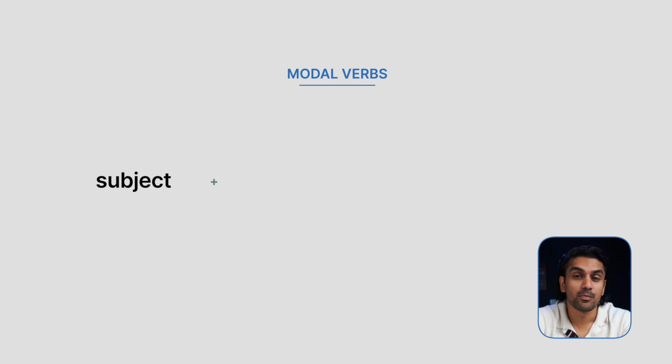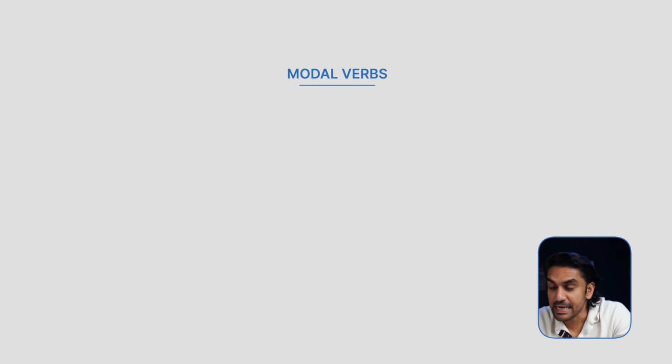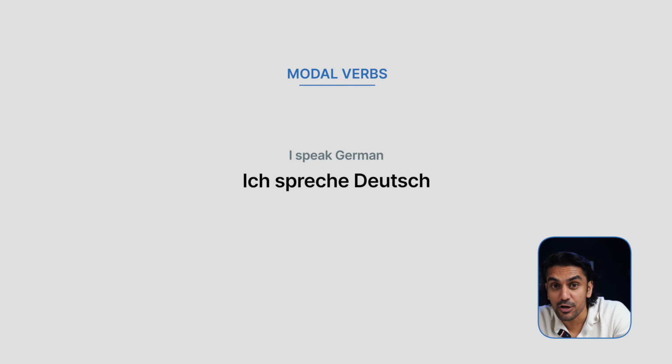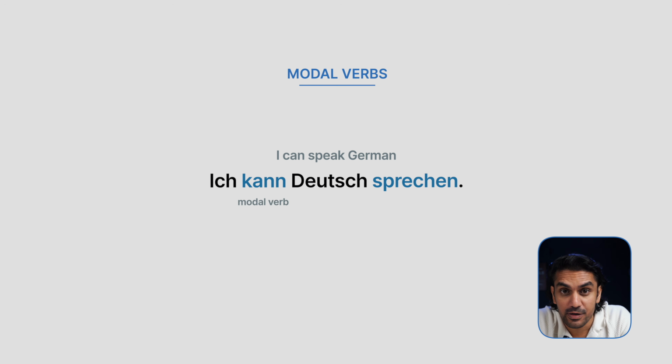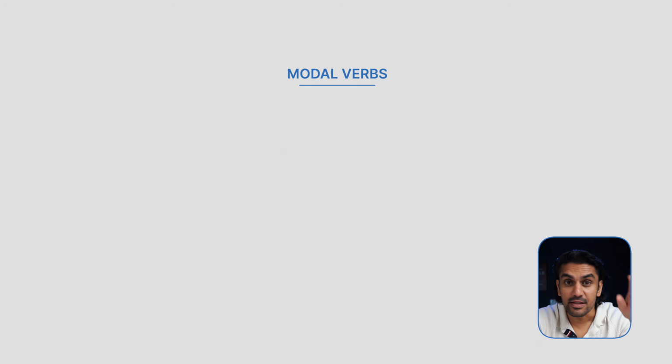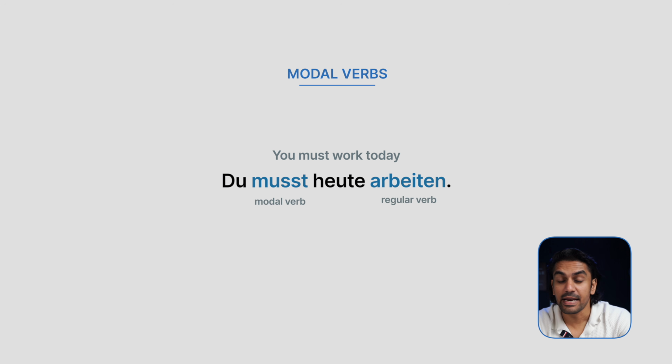In a sentence with a modal verb, the main verb gets pushed to the end of the sentence in its infinitive form. For example, instead of saying ich spreche Deutsch, I speak German, you would say ich kann Deutsch sprechen. I can speak German. Here kann is the conjugated form of können for ich, and the regular verb sprechen moves to the end of the sentence. Another example. Du musst heute arbeiten. You must work today. Musst comes from müssen, and arbeiten, or to work, again goes to the end of the sentence.